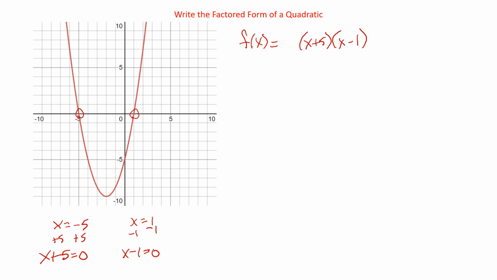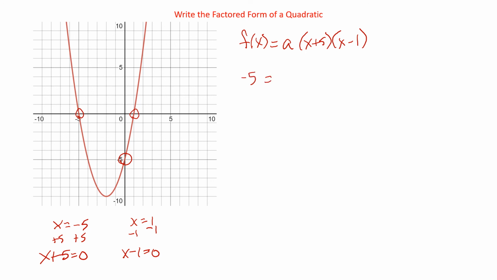However, there could be vertical stretch or compression. We do not know. So we're going to put an a in there. And then we have to plug in a point to find that value. There's a lot of points we could plug in. We could plug in the vertex, one of my favorite points. What we cannot plug in is one of the zeros that we used. However, the y-intercept here at negative 5, when x equals 0, y equals negative 5, let's plug that in.